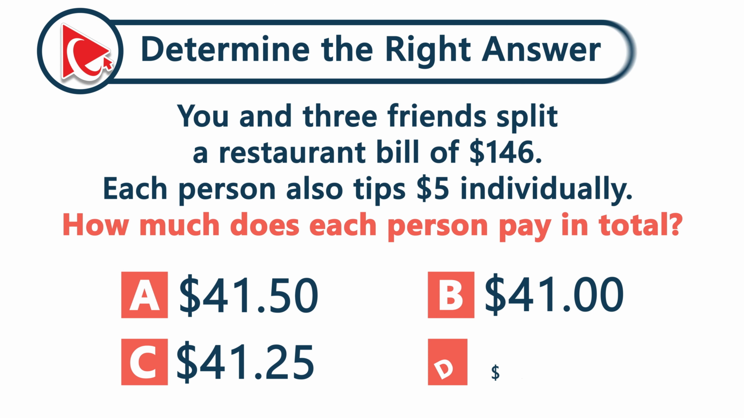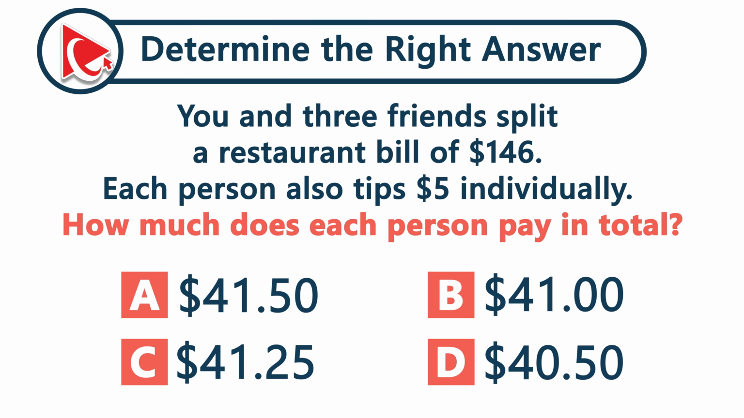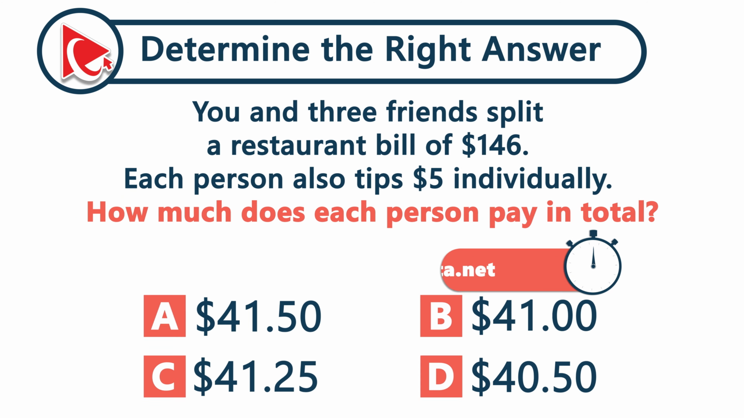You and 3 friends split a restaurant bill of $146. Each person also tips $5 individually. How much does each person pay in total?